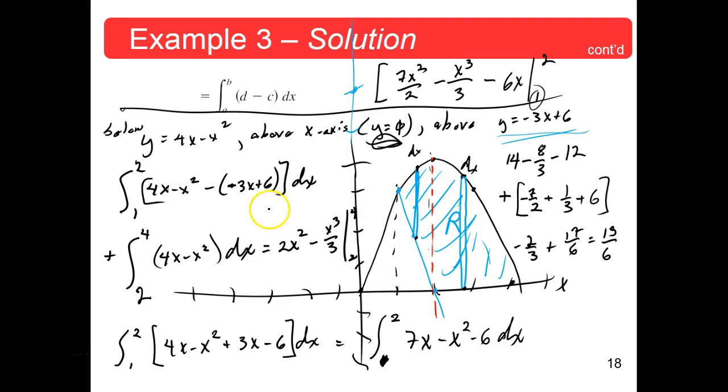So when we plug a 4 in there, 2 times 16 is? Yeah, 4 squared is 16, right? Is that 32? Okay. Minus 4 cubed is 64 thirds, right? And then minus there, plug in a 2. 2 squared is 4. So that's going to be an 8, right? Minus 8 thirds.